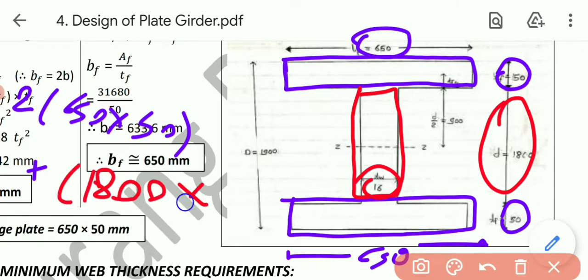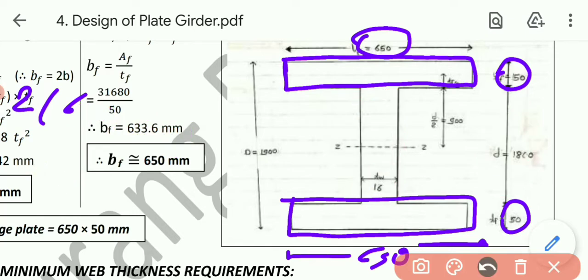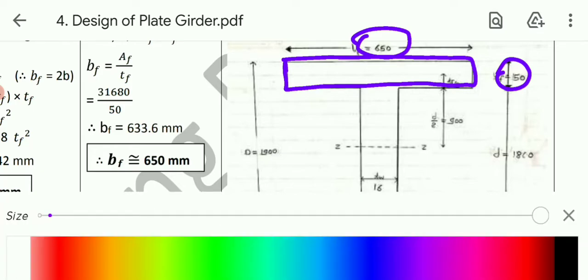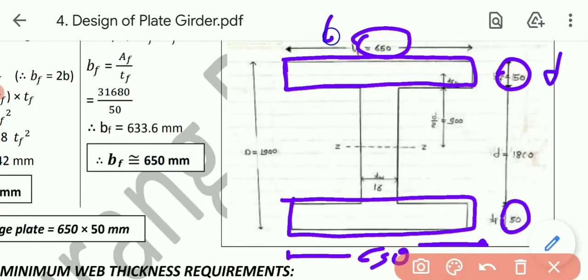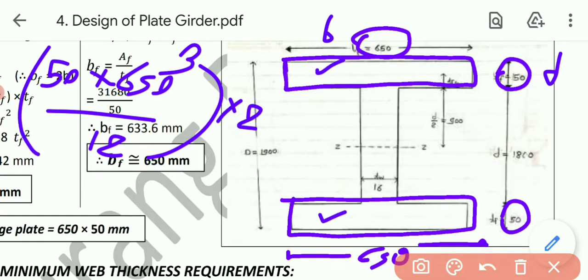So this will be the area of the stiffener. Clear? Then talking about Iyy, that is we can say dB cube by 12. So both flange dB cube by 12, this one is D, this one is B. So 50 into 650 cube by 12 with respect to y axis, that's why multiply by 2, that is top flange and bottom flange.